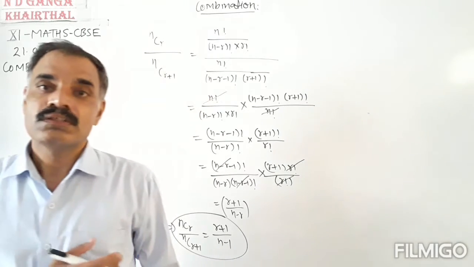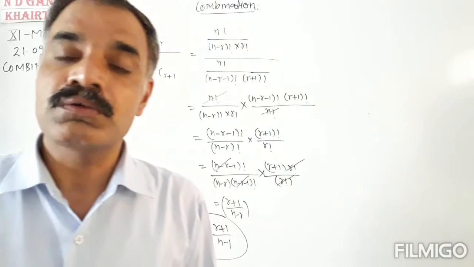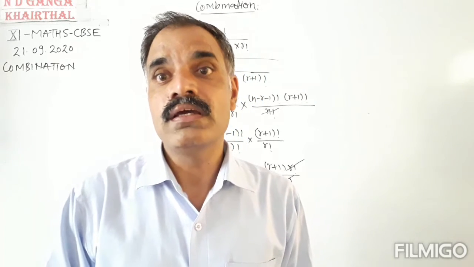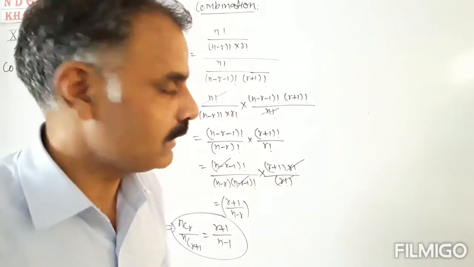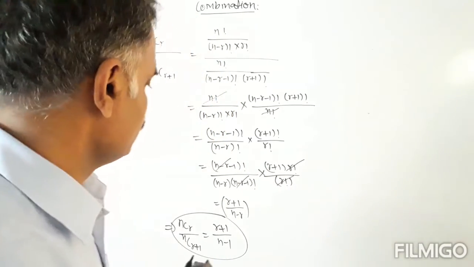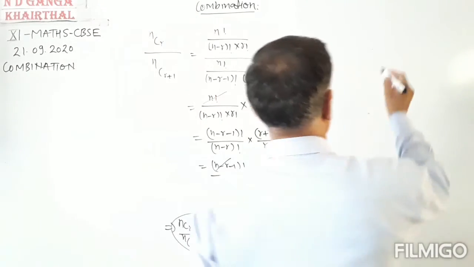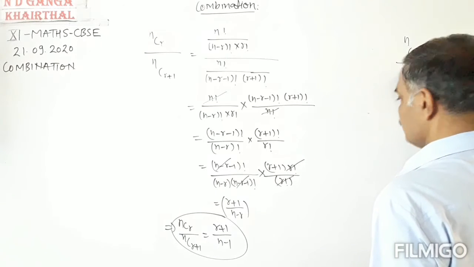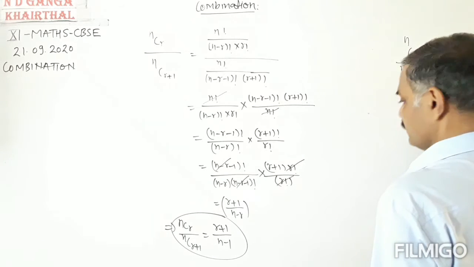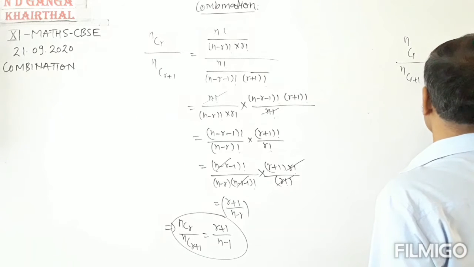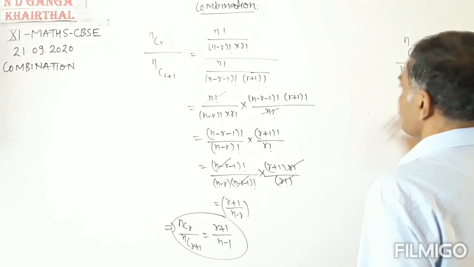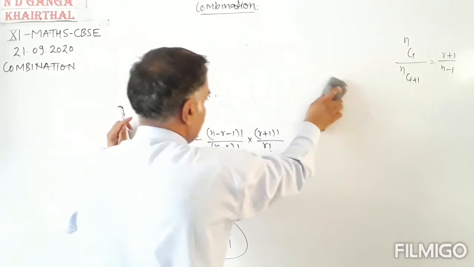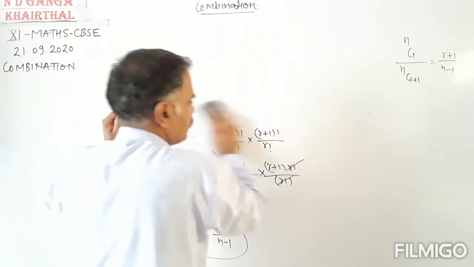We can use this result directly whenever we calculate questions related to combinations. Okay. One more result related to this is nCr upon nCr plus 1 equals r plus 1 upon n minus r. We have some more results related to this.